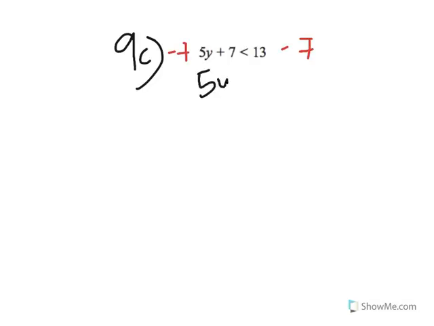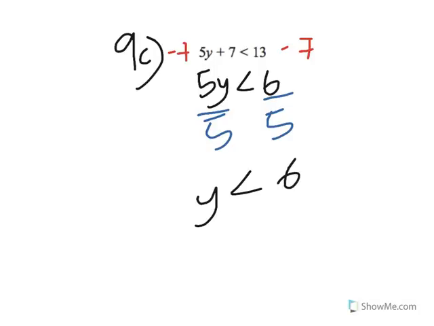You're going to get 5y is less than 13 minus 7, which is 6. And then what you're going to do is divide both sides by 5. So divided by 5, divided by 5. You're going to get y is less than 6 over 5.